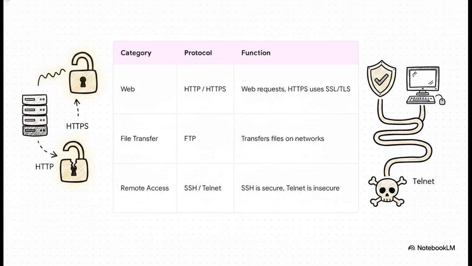Pay super close attention to the security differences here. HTTP handles your standard web traffic, but HTTPS adds a secure layer of SSL or TLS. You also need to know FTP for transferring files, using either active or passive modes, and ARP, which is like a directory service that finds a device's physical MAC address from its IP address. Oh, and for remote access, remember that Telnet grants access with practically zero security, whereas SSH uses encryption to keep your remote commands entirely private. Make sure you don't mix those up.